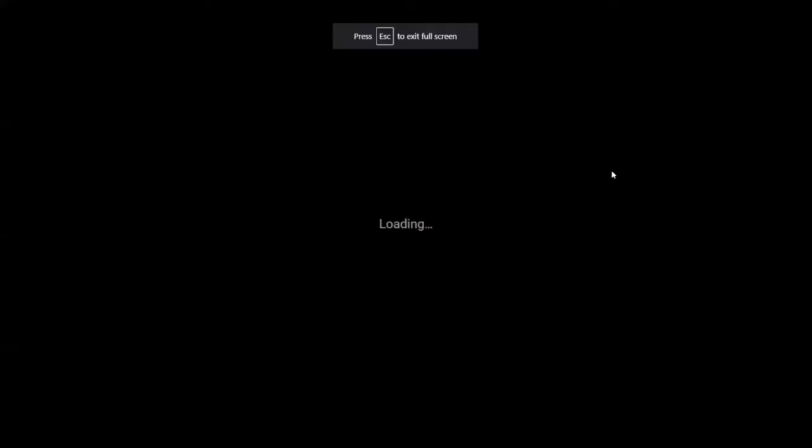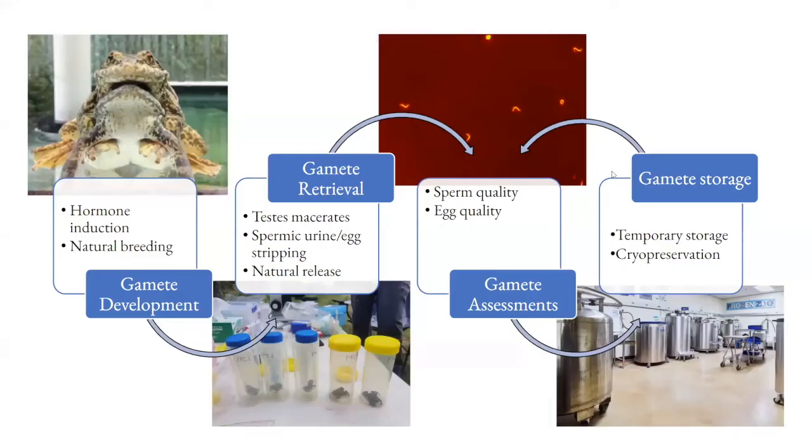After your gamete retrieval, it's going to be dependent on what you want to look at and what you're able to get from your species to determine what kind of assessments you want to do. Eventually, you would want to be able to use your gametes for either temporary or long-term storage, and eventually artificial fertilization is the long-term goal, proof of concept. So for today's talk, we are going to focus mostly on the different quality assessments you can do for gamete viability.